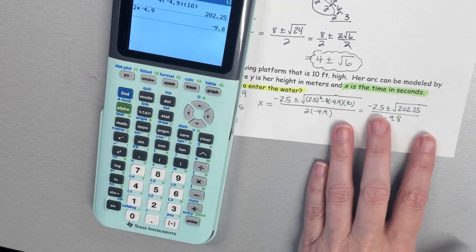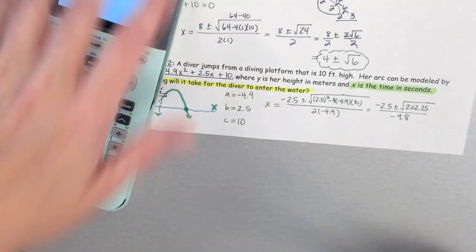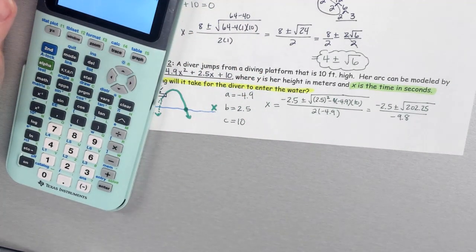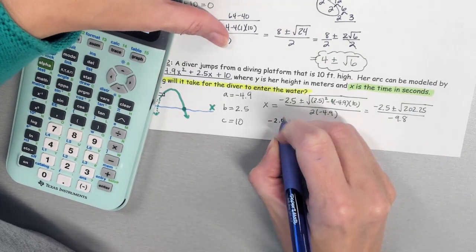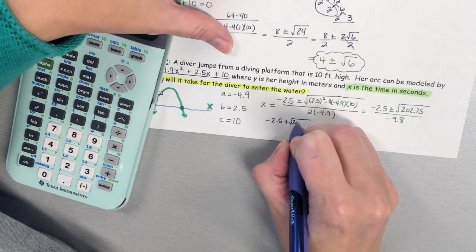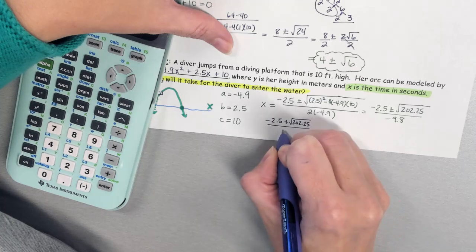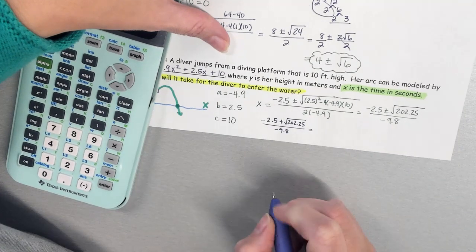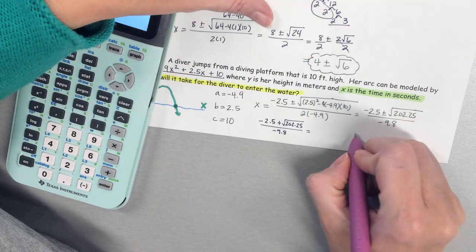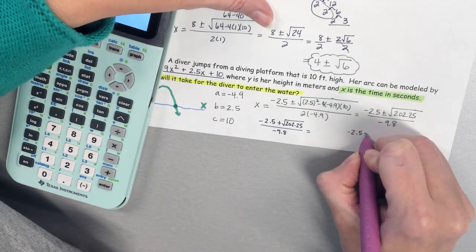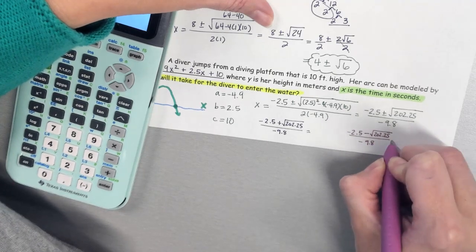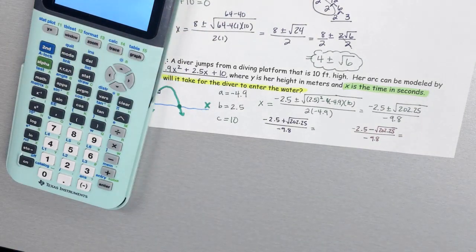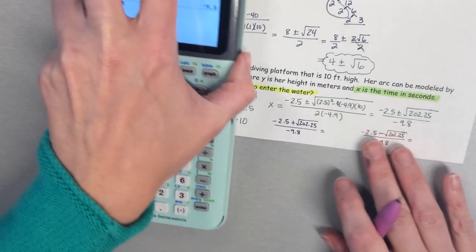Now, once you get here, notice that you have the plus or minus. So what that means is we're going to do two different calculations. Okay, we're going to do negative 2.5 plus the square root of 202.25 divided by negative 9.8. Okay, and then we are also going to do negative 2.5 minus root 202.25 divided by negative 9.8. One of these answers is going to be our final answer. The other one is going to be rejected based on that we are trying to find the time.